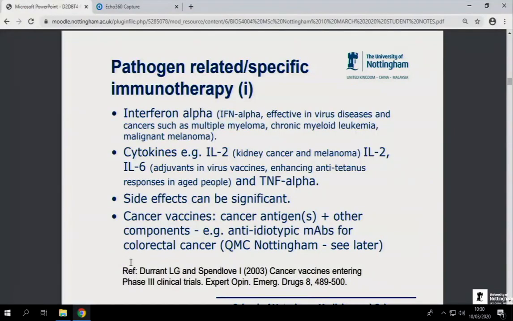Now, there's quite a lot of work going on in the immunotherapy of lots of diseases, which I'm not going to go into. But I've given you a couple of references here, and if you'd like to follow them up, you can. But we're not going to talk about these in any detail. It's just to put it in context. Basically, cancer antigens are the way ahead.